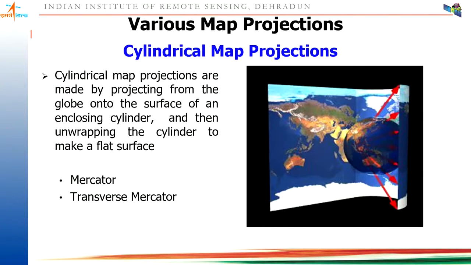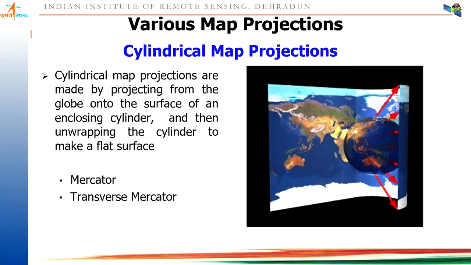So we will take examples of the cylindrical map projections. In a cylindrical map projection, as I told you, we will take one globe, place it inside the cylinder, then project onto the wall of the cylinder, and then unwrap it. So you will end up with a two-dimensional map. Cylindrical map projections are made by projecting from the globe onto the surface of an enclosing cylinder and then unwrapping the cylinder to make a flat surface.